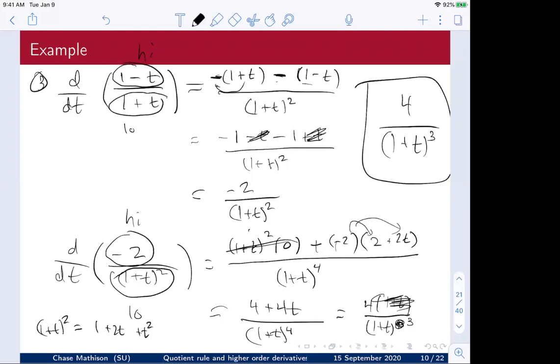Okay. If you didn't see that on an exam or something, you wouldn't lose points. You would get full credit for this, for the answer 4 plus 4t over 1 plus t to the 4th. That's our second derivative, exactly. Yeah, you would stop there.